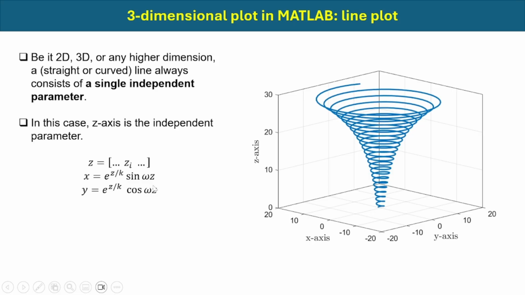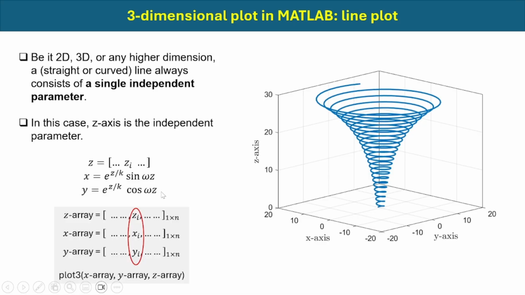And z here is the independent parameter. So depending on the value of z, the value of x and y will change. For example, this is your z array. You have these n points, and for each z value you have to calculate the value of x and y.